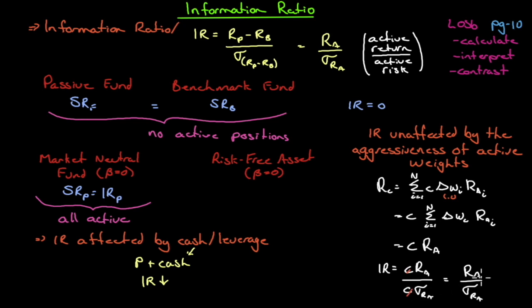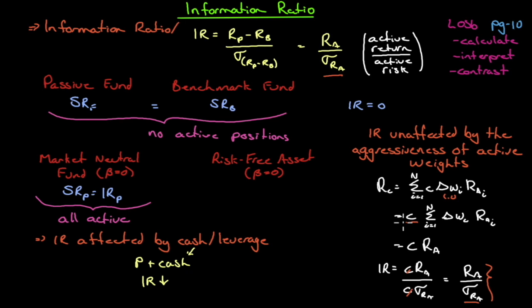The C's cancel out. What are we left with? We're left with the information ratio equals this, thereby proving that the addition of aggressiveness will not affect the information ratio. That's the big difference you've got to take away from the Sharpe ratio and from the information ratio.